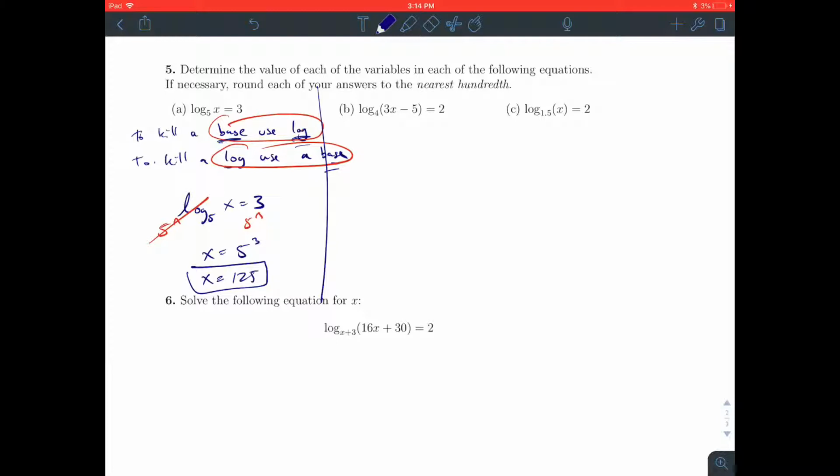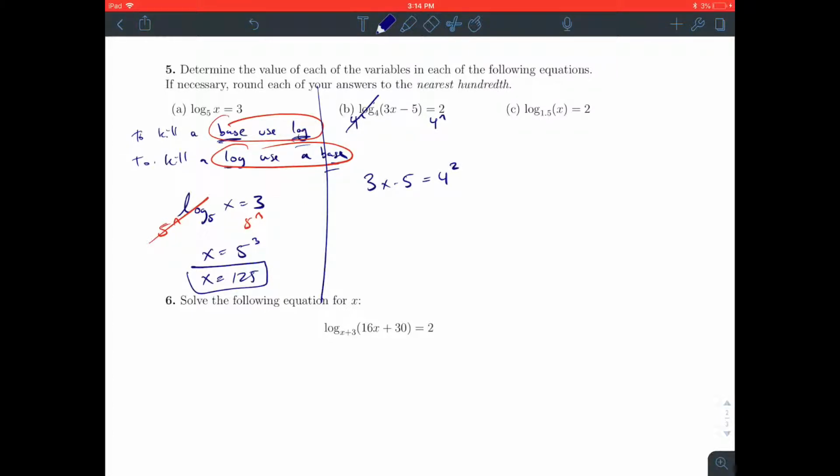For problem B here, we've got log base 4 of 3x minus 5 equals 2. So in order to cancel out this log, we need to use a base. So you do base 4 on both sides. Bases and logs cancel out.